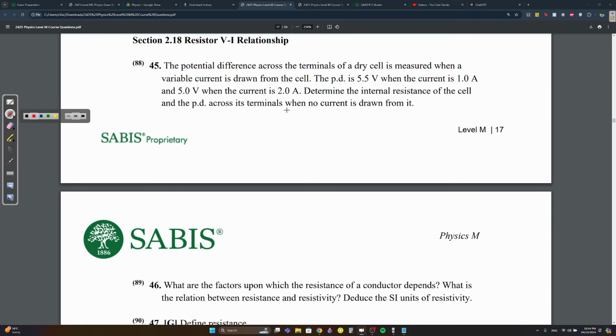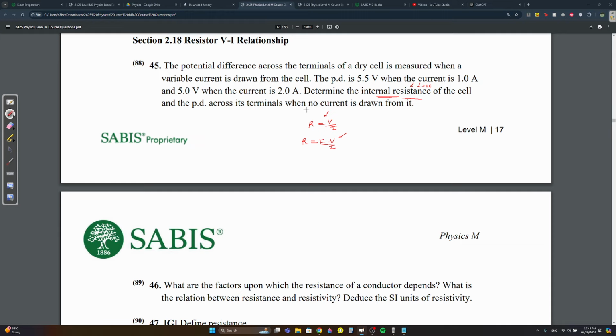Of the cell and the potential difference across its terminals when no current is drawn. Okay. So for this one, what they're asking is the internal resistance. Resistance, meaning how much was lost, right? Whenever you're using R is equal to V over I. But whenever you're using the equation where some voltage was lost, you're going to use R equals E minus V over I. I mentioned it in my notes video. Make sure you go back and watch it.